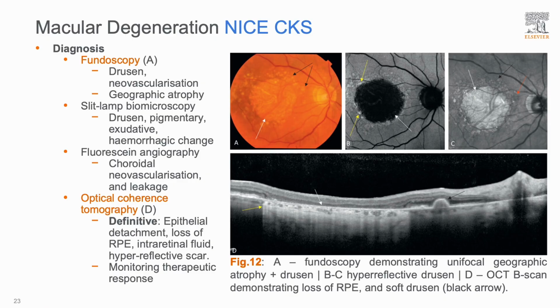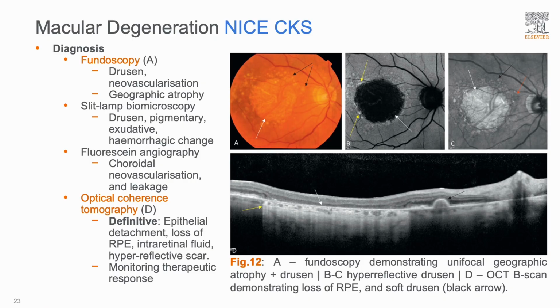Using a slit lamp with a high magnification lens, clinicians can assess drusen morphology, pigmentary changes and signs of exudative or hemorrhagic activity, which may suggest neovascular AMD. Fluorescein angiography is particularly useful in identifying choroidal neovascularization and leakage. This technique involves injecting fluorescent dye into the bloodstream, which highlights abnormal vessels and areas of leakage in the retina.